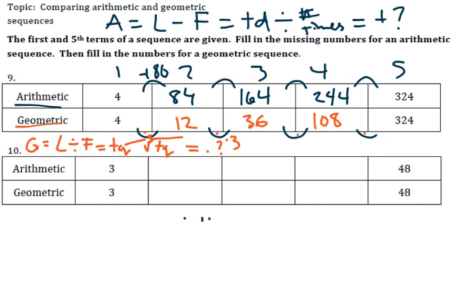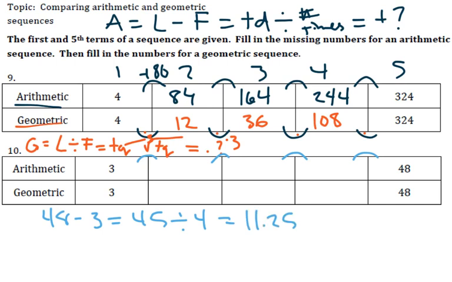Okay, so that's just kind of looking at that comparison between those. So once again, arithmetic, 48 minus 3 would give us 45, divided by 1, 2, 3, 4. 45 divided by 4 would give us 11.25.